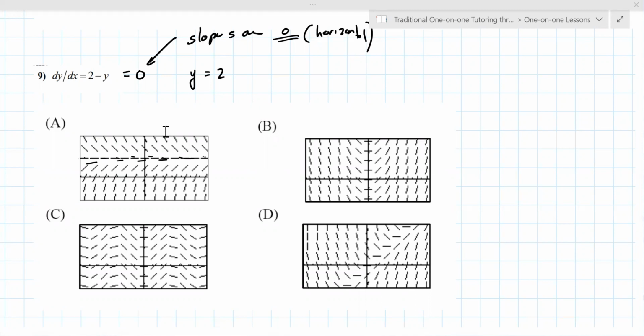So that's why it's A. I mean, that's one way to do it. The last one.